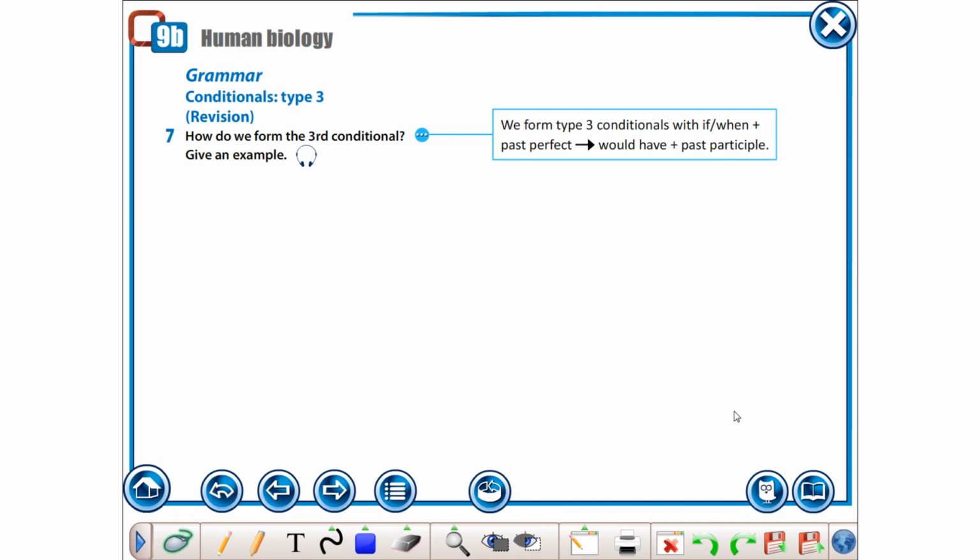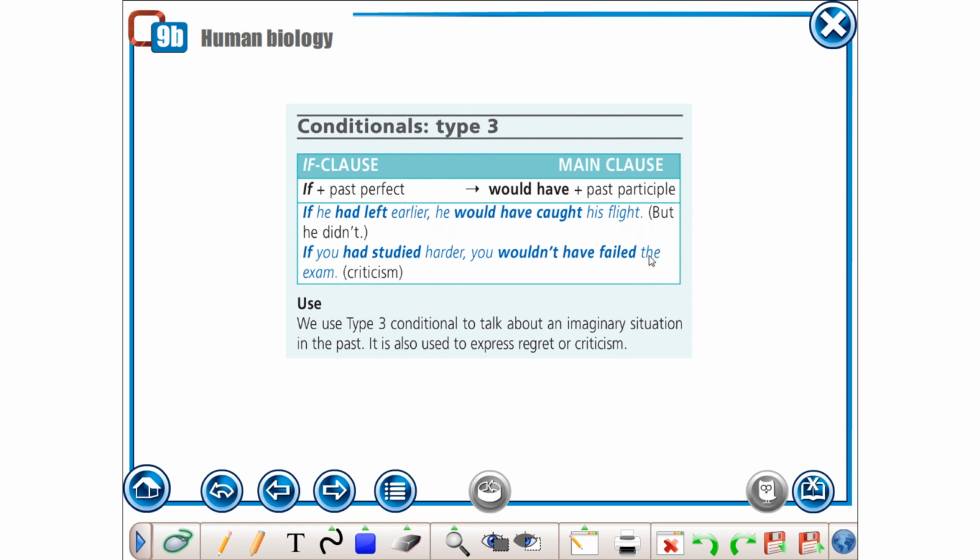Ну, данное правило вам очень хорошо знакомо. Вы можете еще раз посмотреть в вашей грамматике. В конце учебника conditional step 3. If clause, main clause. If and past perfect, would have and past participle. If he had left early, he would have got his flight. But he didn't. If he had studied harder, you wouldn't have failed the exam.